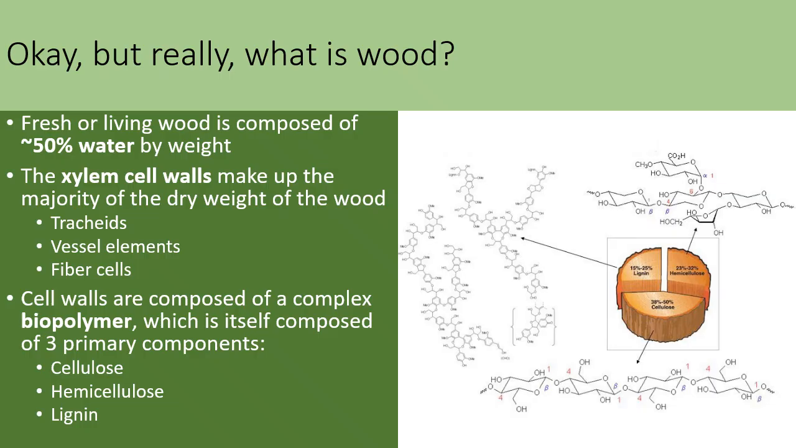And if you've dried your wood all the way, like if I were to take a piece of wood and put it in the oven and evaporate all of the water out of it, the remainder of the weight, or the dry weight, is mostly composed of the cell walls of those xylem cells, the tracheids, the vessel elements, and the fiber cells. The cell walls themselves are composed of a biopolymer, and a polymer is just any kind of material that's made out of multiple subunits, or it's got little parts that are stuck together. There are three main components: cellulose, hemicellulose, and lignin.